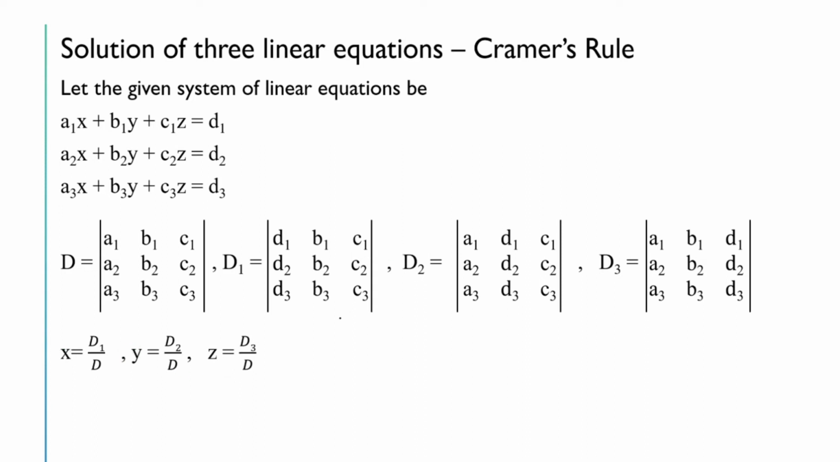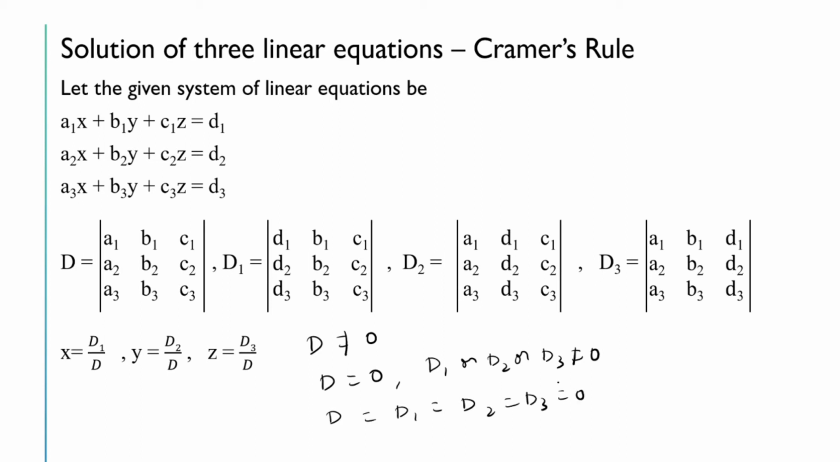Here again, if d is not equal to 0, then the system is consistent and has a unique solution. If d is equal to 0 and d1 or d2 or d3 is not equal to 0, in this case the system is inconsistent and it does not have a solution, because if you have 0 here, then x, y or z is not defined. When we have d equal to d1 equal to d2 equal to d3 equal to 0, in this case the system has infinite number of solutions.